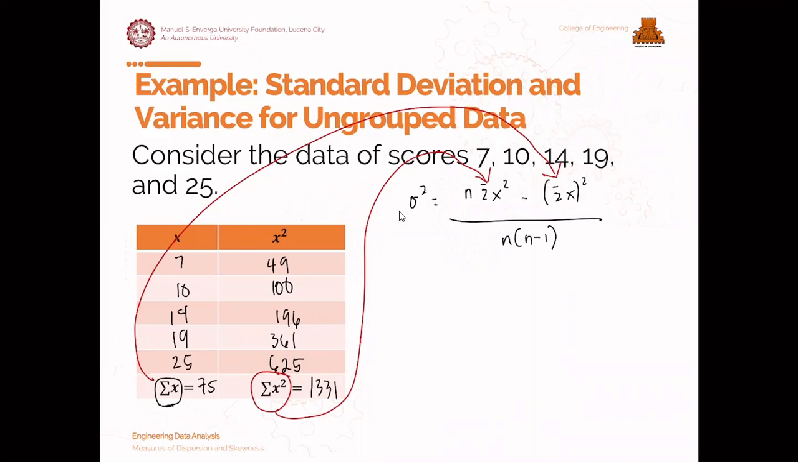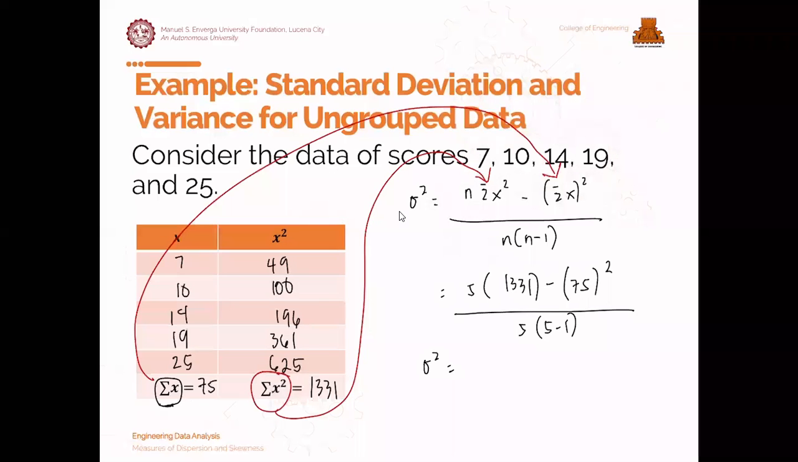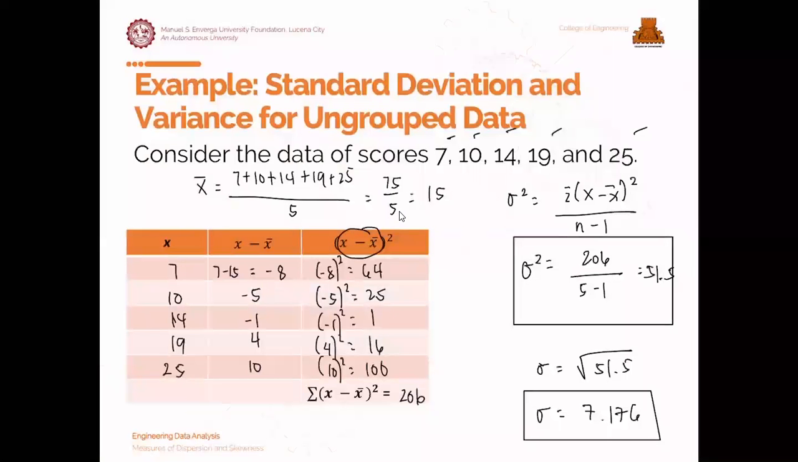Okay? So, once we arrive with the summation of each column, pwede na natin substitute sa given equation natin. So, ang n natin is still 5. Then 1331 minus 75 tapos tsaka siya i-squared sa labas, no? Then we have 5 times 5 minus 1. Okay? So dapat yung makukuha nating value is the same as the first one na nakuha natin kanina, no? So 5 times 4. So value natin is 51.5, which I guess is the same as the first version ng formula, no? Let's check. Yan, 51.5 din.